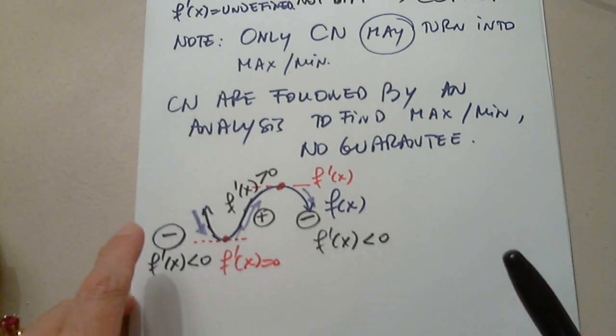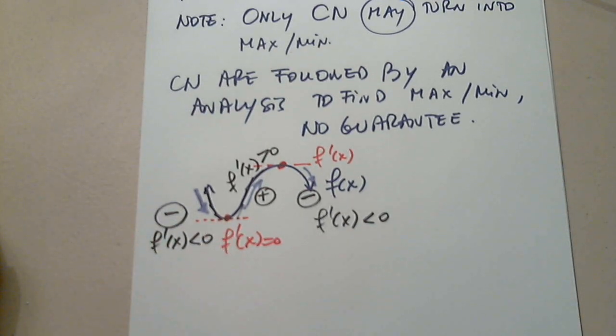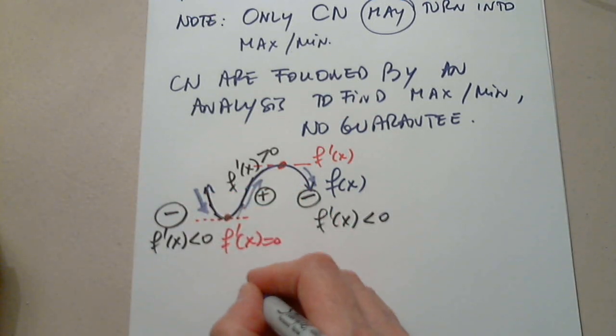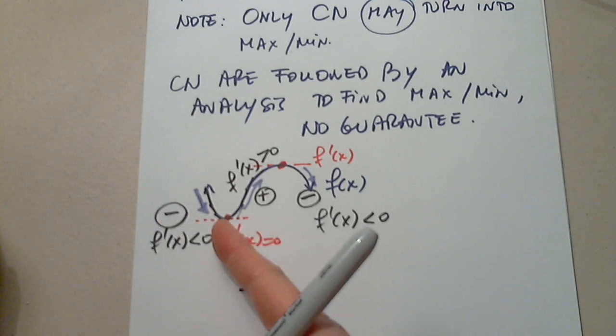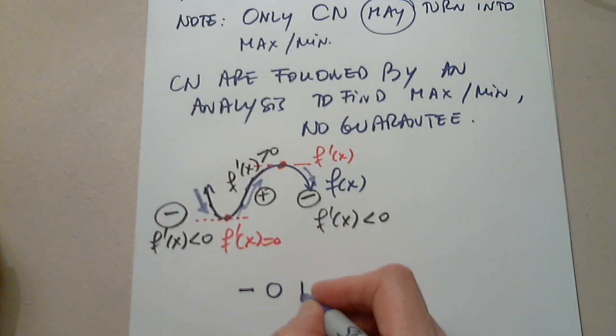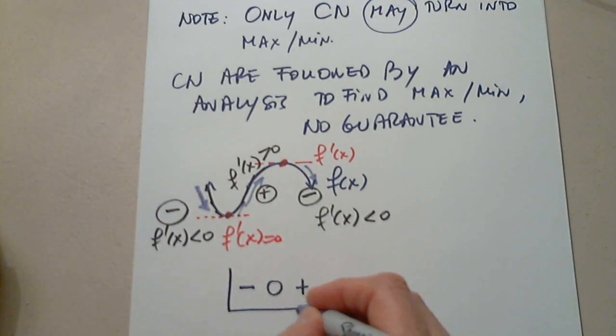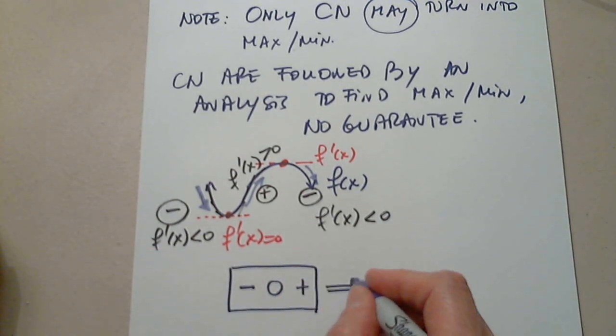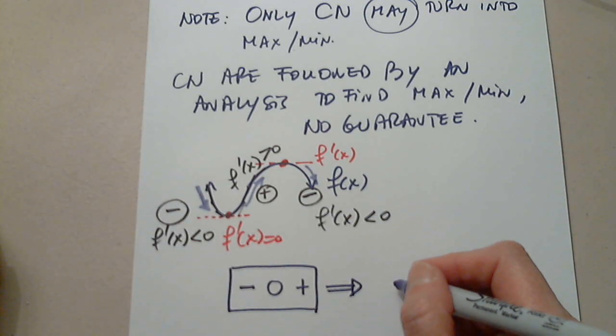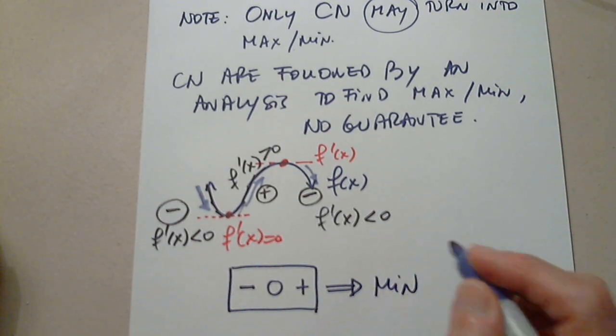So this is a critical number that turns into what? We have negative, 0 for this. So the derivative is negative, the derivative is 0, and the derivative is positive. This is a typical situation for a critical number that turns into what? Would it be a minimum? Exactly.